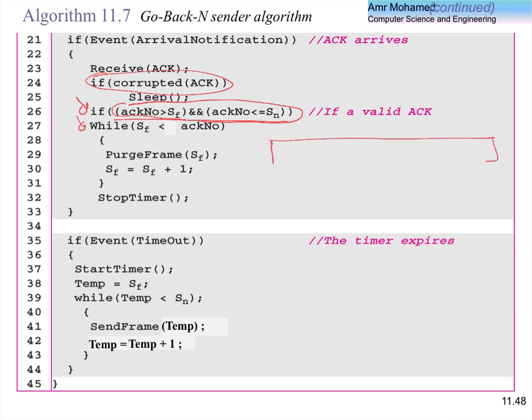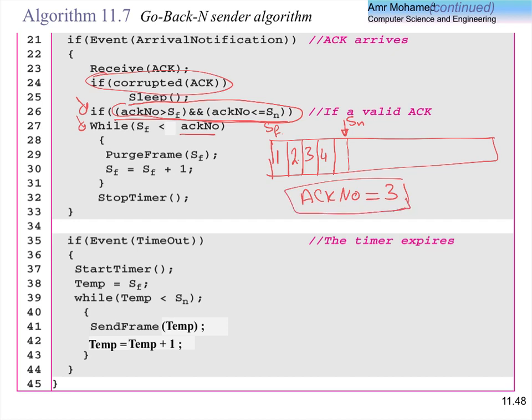So let's say SF is here, and this is frame 1, frame 2, frame 3, frame 4, and now this is SN. The acknowledgement number is actually 3. So how many positions do I need to slide now?